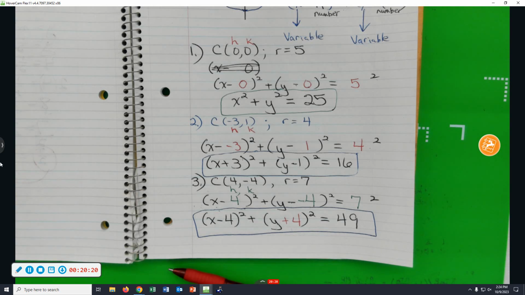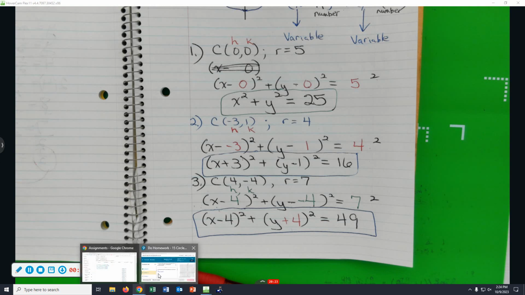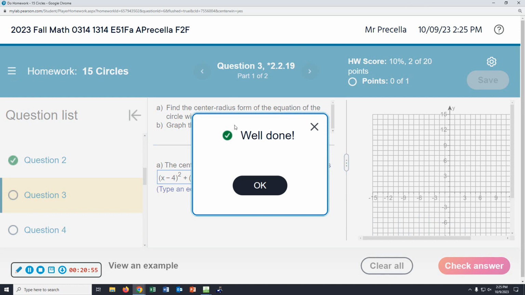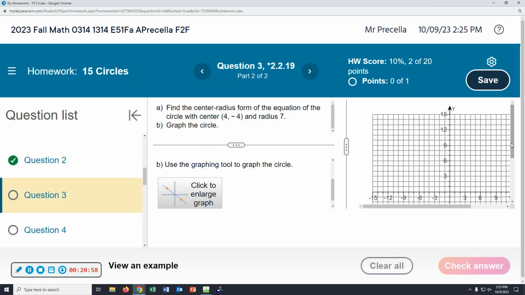Okay. Let's type that in. So left parenthesis x minus 4, shift up arrow square. I think that little shortcut is quicker than using the hot button. Y plus 4, shift up arrow square, equals 49. Is that what I wanted to type? Yes. Okay.